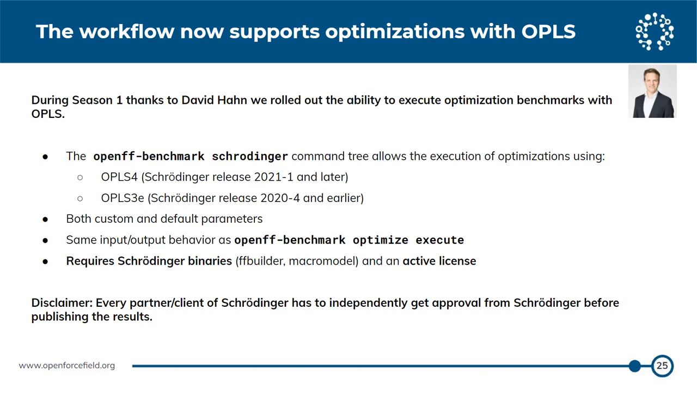Also, the optimization can be executed with both custom parameters, running the FF builder, and default parameters. And essentially, it's very easy to use. It uses the same input output behavior as the previous OpenFF benchmark optimize execute command tree, so it's kind of familiar. Obviously, it requires Schrodinger binaries, in particular the FF builder for custom parameters and MacroModel to run the optimization, and obviously also an active license.